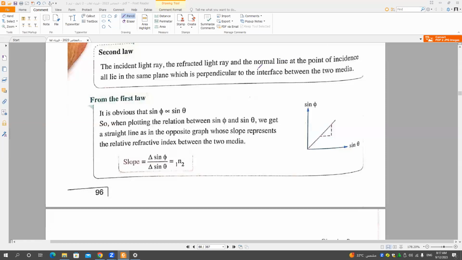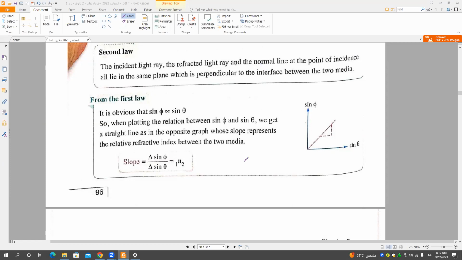Okay, guys. Now light refraction has two laws. First law: the ratio between the sine of the angle of incidence to the sine of the angle of refraction equals the ratio between the speed of the first medium to the speed of the second medium.